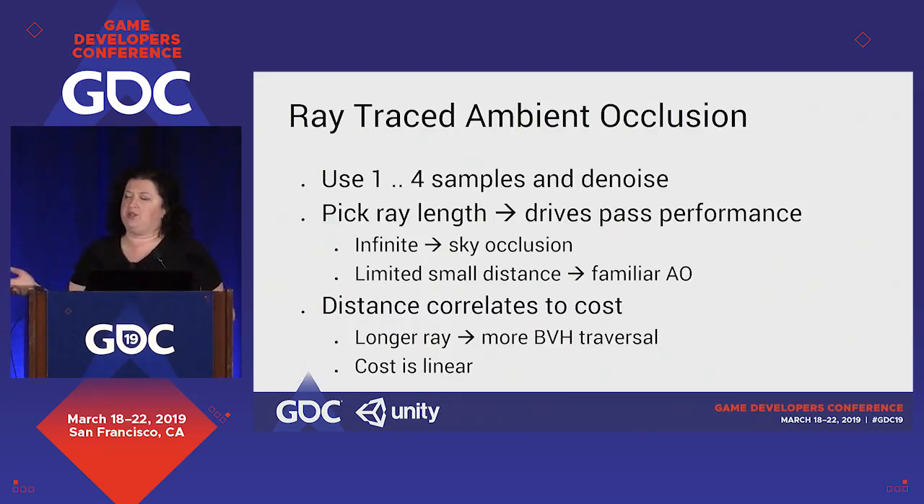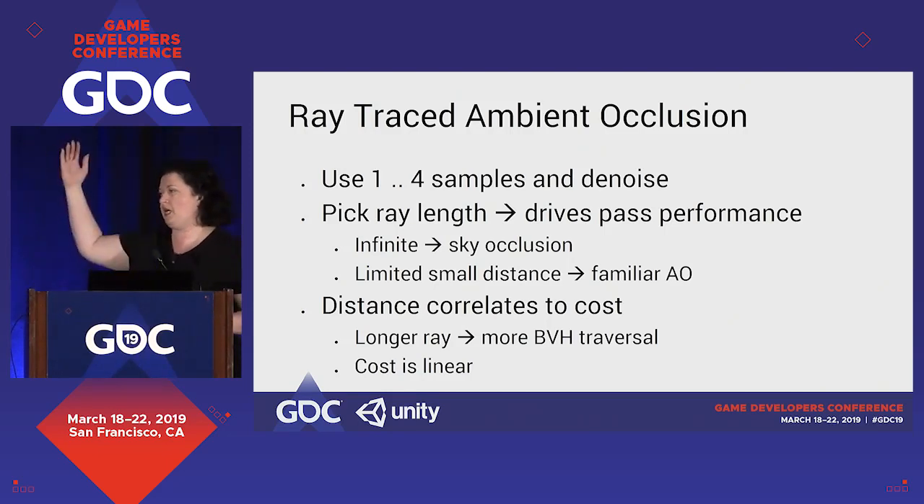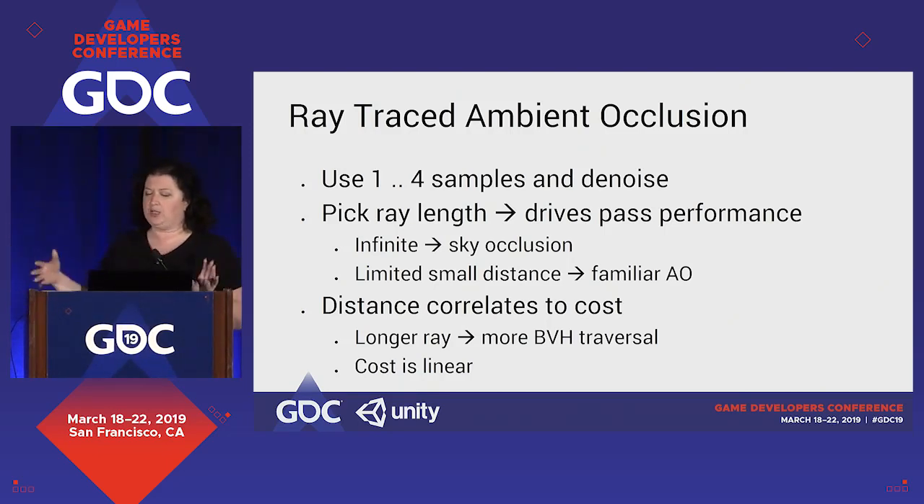Now for AO, we need to choose a distance. If you choose infinite, that's your sky occlusion computation. Small distance is more like the regular AO, in some ways approaching the SSAO-ish type of hemisphere distance. Now the distance drives the pass performance ultimately, and so that's your optimization. A longer ray is far more expensive as you need to traverse more BVH. The cost of a ray, like I mentioned, was linear. And so we need to think really thoroughly about the distance that we provide. And then the denoiser actually correlates to cost as well, because it's dependent on the size of the kernel. Cost is linear based on the size of the kernel.